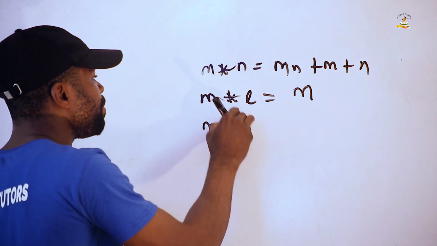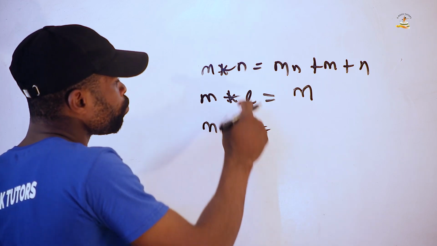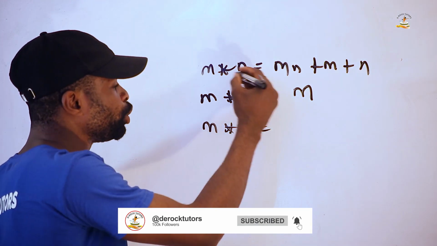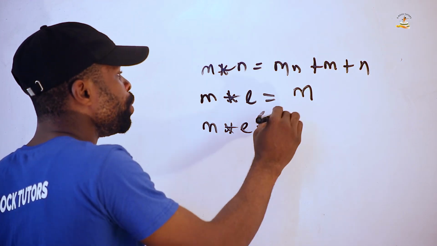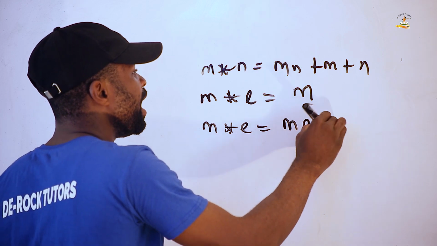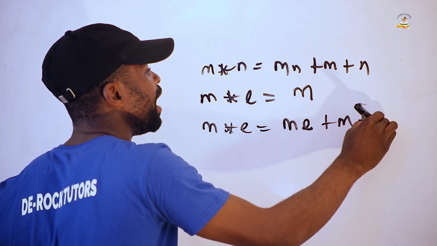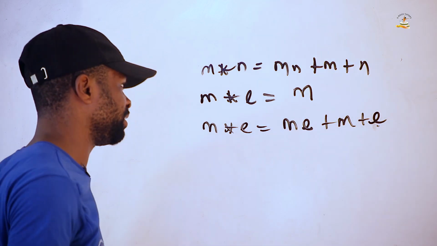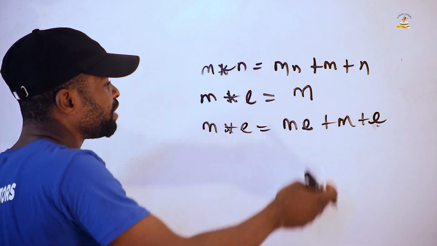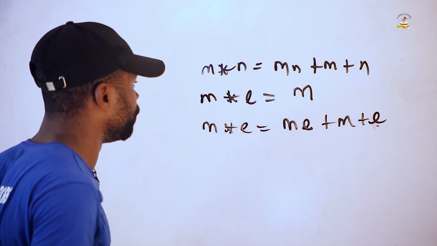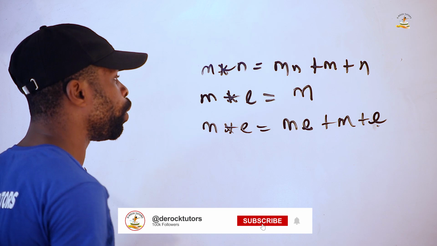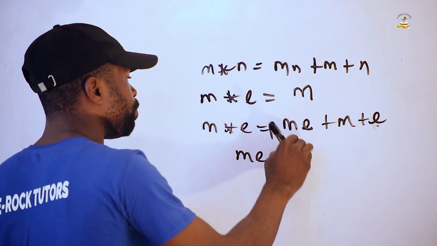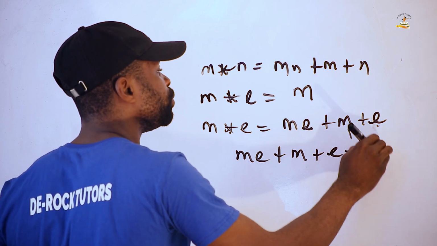So I'm going to have m asterisk e is equal to, if you look at it, it's just like a substitution has taken place. e has taken over the position of n, and I'm going to substitute e anywhere there is n. So I have this as this. So I'm going to consider these two equations. The left hand sides are equal. Definitely the right hand side must be equal. m plus n plus e is equal to n.